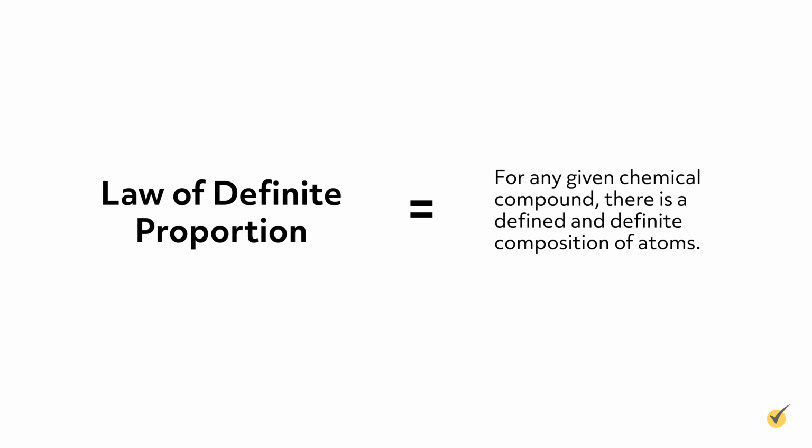This is the idea that for any given chemical compound, there is a defined and definite composition of atoms. Basically, applied to carbon dioxide, any molecule of carbon dioxide is 1 part carbon and 2 parts oxygen and nothing else. While from today's detailed molecular view of chemistry this seems pretty obvious, back in the day, this was a novel idea. Okay, so back to stoichiometry itself.